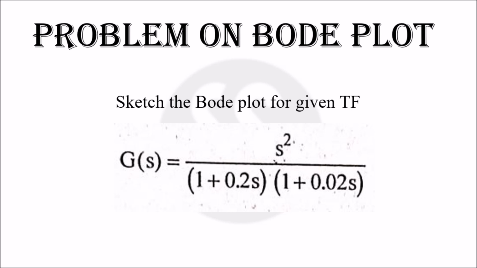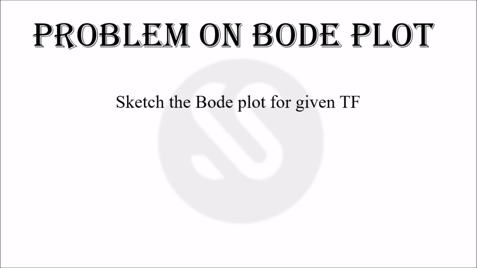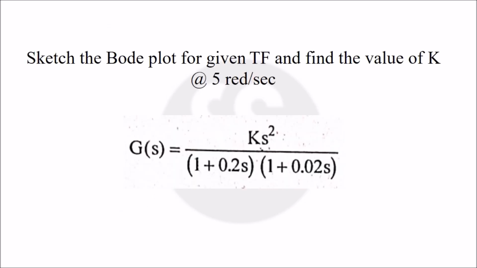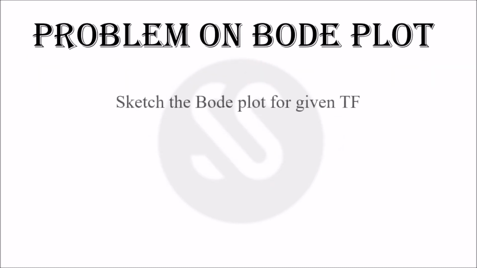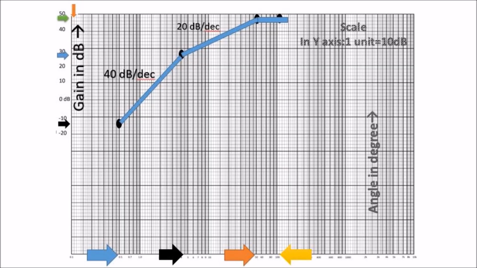What I have modified here is that I have multiplied a k in the numerator, and I ask what is the value of k if my frequency is 5 radian per second. The question looks simpler, but some very small concept is there, and we need to find it out. If you go further, this is our plot.